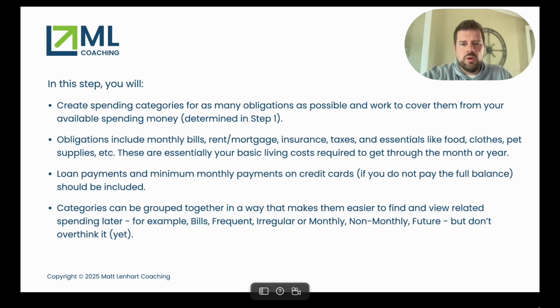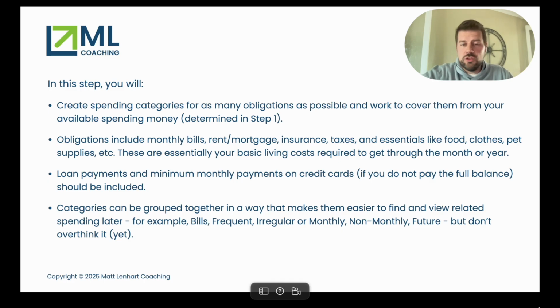So a couple of examples I have here are maybe doing it by the type of spending. So maybe it's a bill, it's a frequent expense, or it's an irregular expense. Or maybe you'll do it more time-based where you have your monthly expenses, your non-monthly expenses, your future expenses. It's just up to you how you like to see that. I've changed it multiple times in my budget, so it's certainly not anything that's set in stone when you do this, but it might help to just think about how you visualize spending or how you like to look at spending. Don't overthink it. It's okay if nothing comes to mind right away.